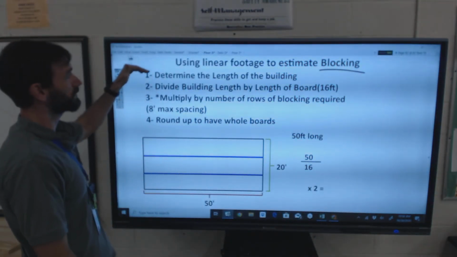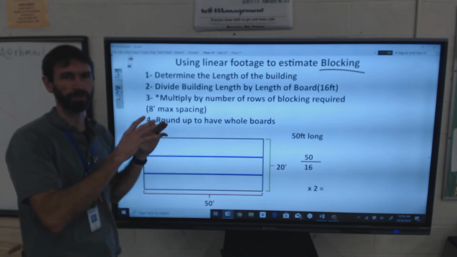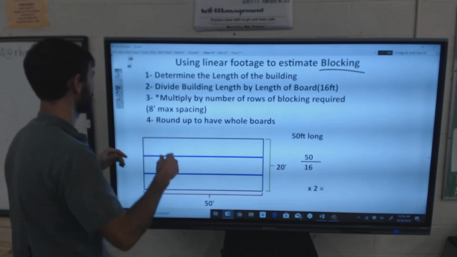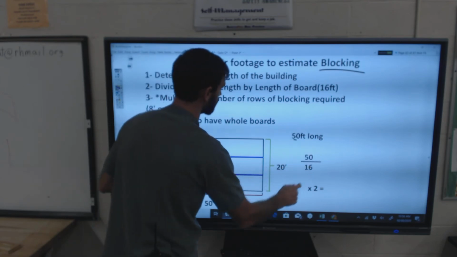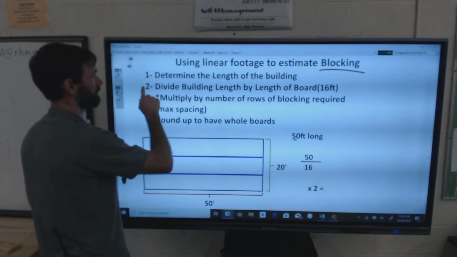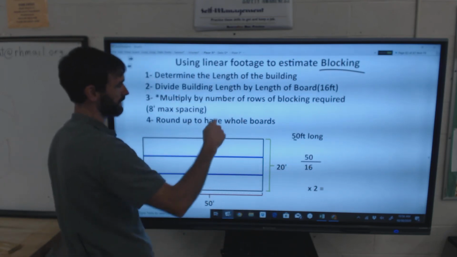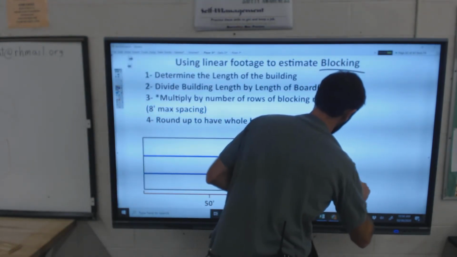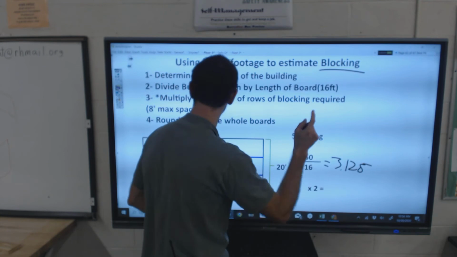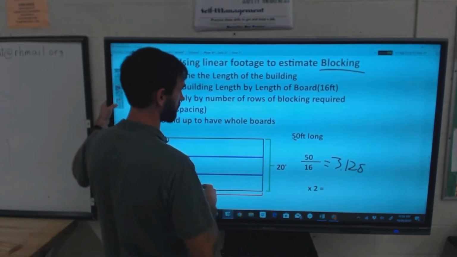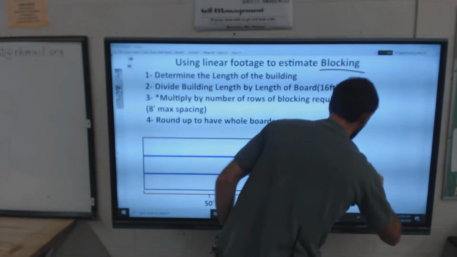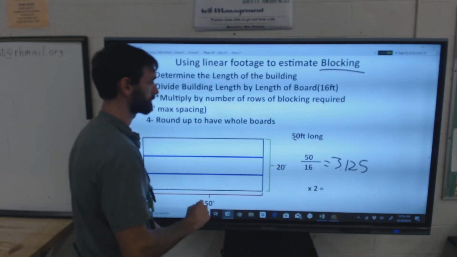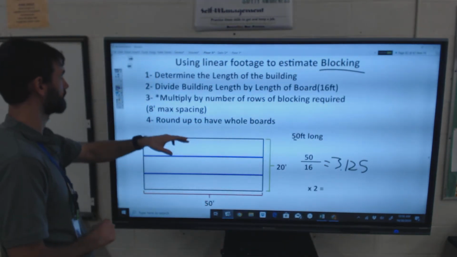Number 1, determine the length of the building. And this one's very similar to girders. Determine the length of the building. We got 50 feet long, right? Divide the building length by the length of the board, which is 16 feet. Again, 3.125. That's supposed to be a 5. Let me go back. Page. There we go. All right, 3.125.